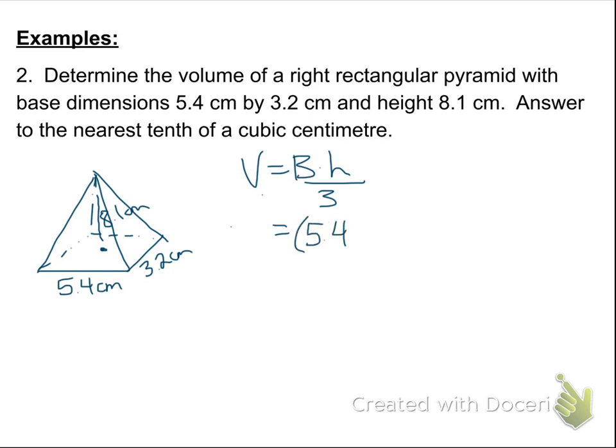So the area of the base in this case is a rectangle, so 5.4 times 3.2 multiplied by the height of 8.1 and then divided by 3. And this says to the nearest tenth, so we're going to get 46.7 centimeters cubed. And again, as I go through these examples, you should be typing them all into your calculator to make sure that what you get in your calculator matches what I get. Not only because occasionally I make mistakes, but just to confirm that you know how to use your calculator.